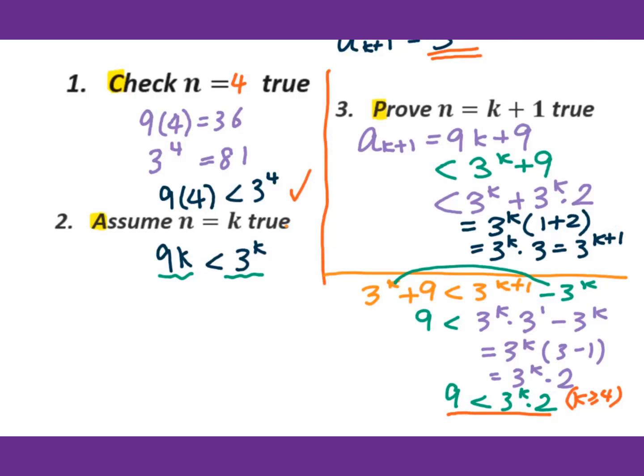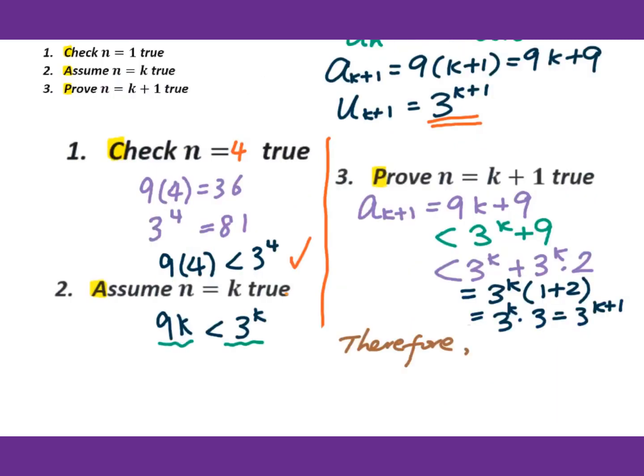Sometimes you have to do this step to figure out how to replace the number. So we can draw a conclusion: 9n is less than 3 to the n's power for n greater than or equal to 4.